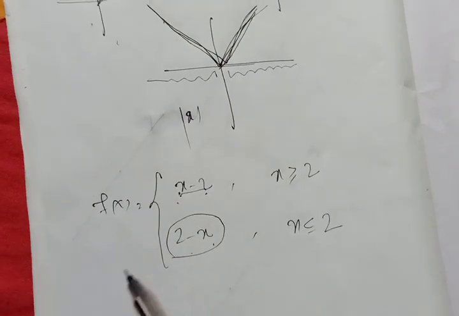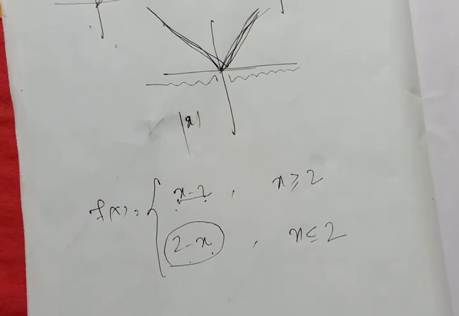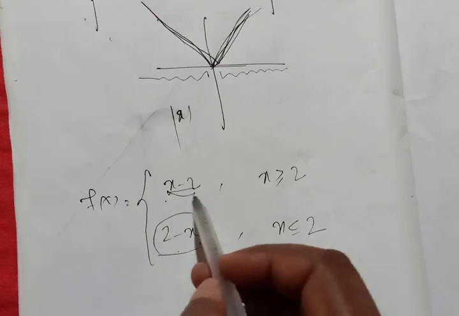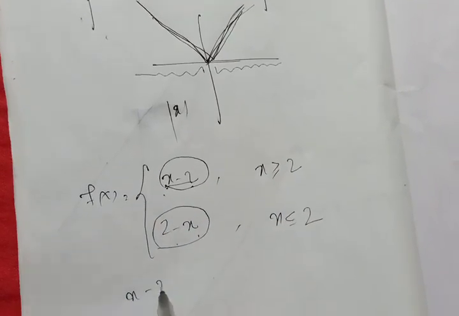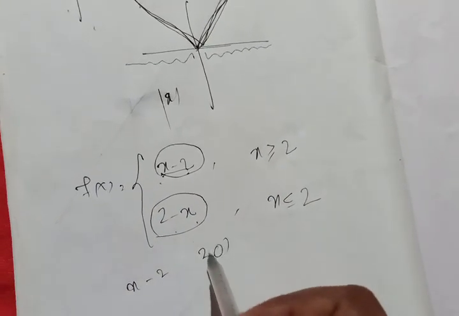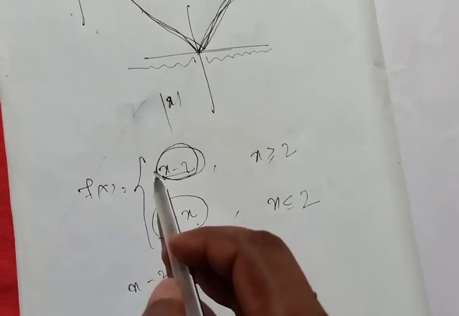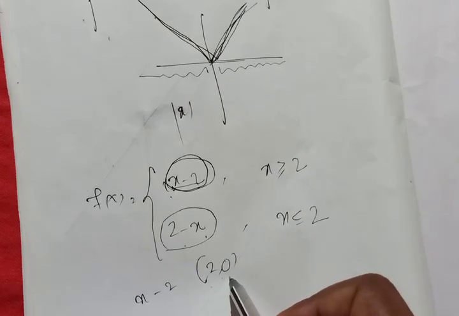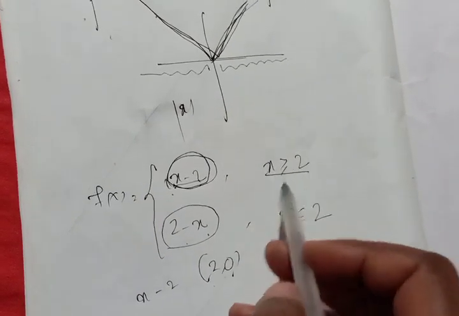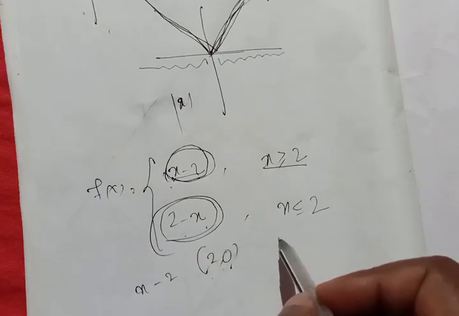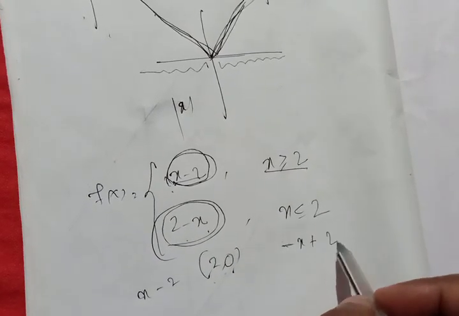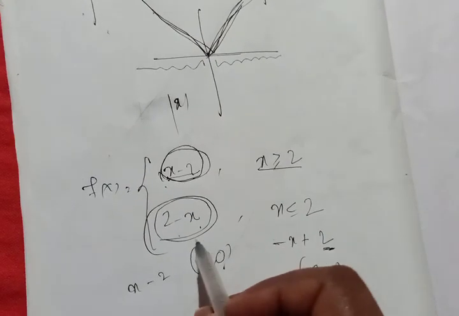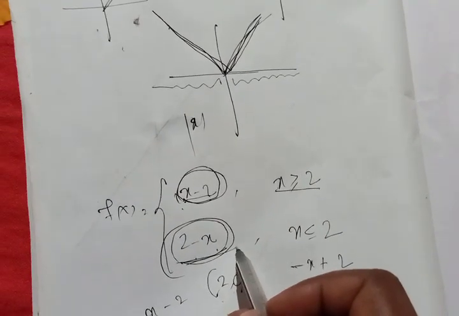But the issue is you have to find the point at which it makes the angle with the x-axis. So what do we get? Write it as x minus something. In place of something, we get (2, 0). That means this part passes through the point (2, 0) and makes an angle of 45 degrees to the x-axis, for x greater than or equal to 2. In this case also, if you write it as minus x plus something, in place of something we get (2, 0), and that line makes an angle of 135 degrees to the x-axis.